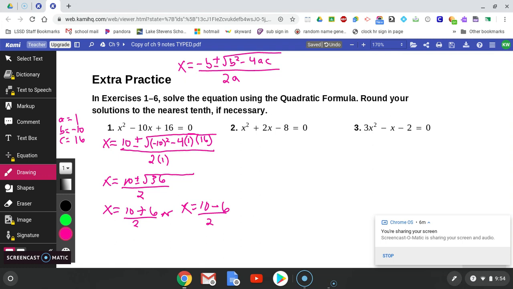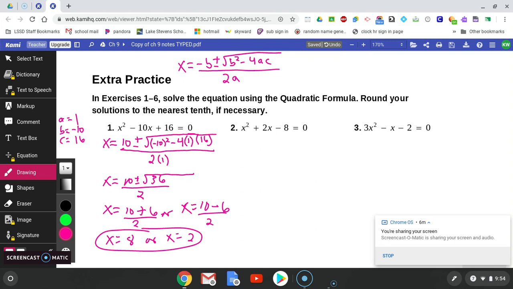So 10 plus 6 is 16. 16 divided by 2 is 8. Or 10 minus 6 is 4. 4 divided by 2 is 2. So I've got 2 possible answers. If I were to look at the graph, those would be the 2 places where it intersects. All right. So let's do one more together, and then I'll have you try the next one by yourself.